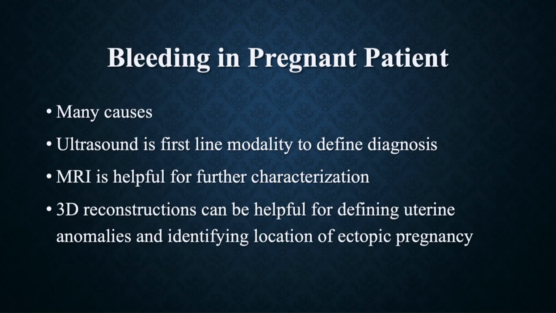So with that, I'm going to conclude: there are many causes of vaginal bleeding in a pregnant patient. Ultrasound is going to be our first-line modality when patients present to the emergency department. MR can be very helpful for further characterization of some of these abnormalities. And as I've shown you, 3D reconstructions can be very helpful in certain cases to look for evidence of interstitial pregnancy, to define uterine anomalies, and other things that we may encounter.